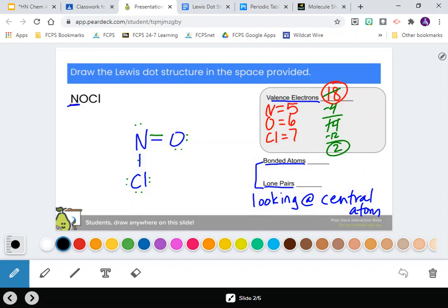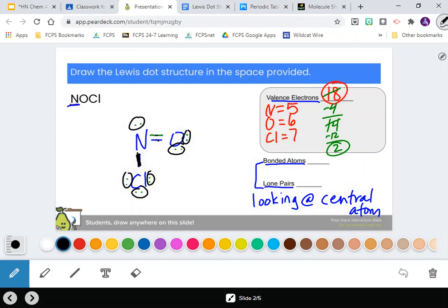So this would be my structure. Now, everybody has 8. We have the 2, 4, 6, 8 here. 2, 4, 6, 8 for this line. 2, 4, 6, and then 8 here. So everybody has all of their octets completely satisfied. So that's good. That's a check.